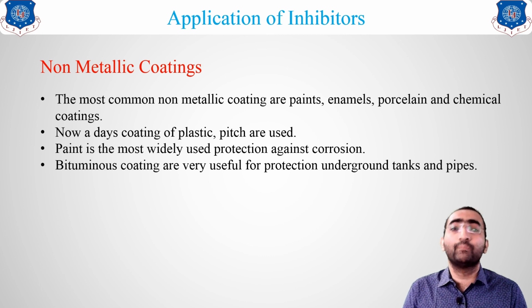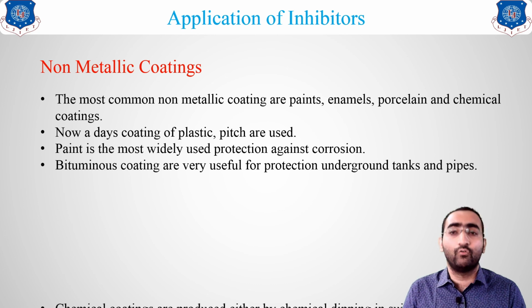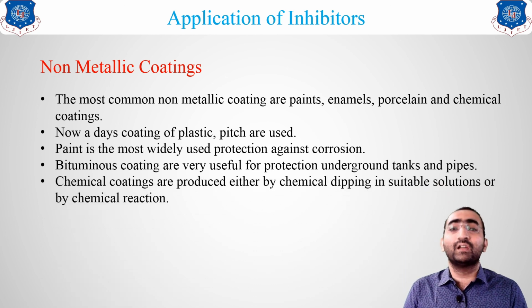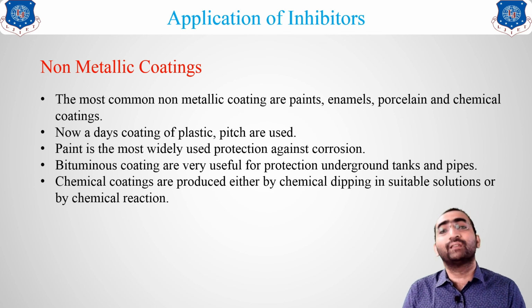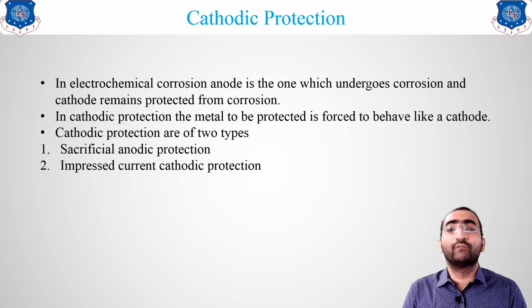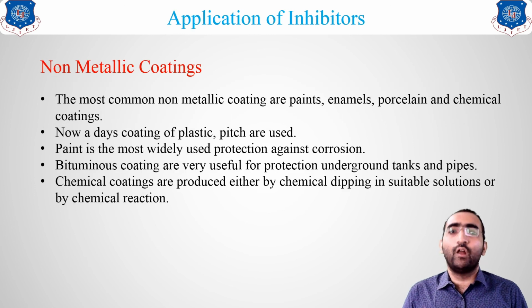Nowadays we have PVC pipelines and all that, so now we are not using this type of coating. Chemical coatings are also produced by a chemical reaction in a suitable solution. Due to that chemical reaction, what will happen? One type of material will develop, and that will help prevent corrosion. So this was all about the applications of inhibitors, or the different types of coatings which we have applied on the material.